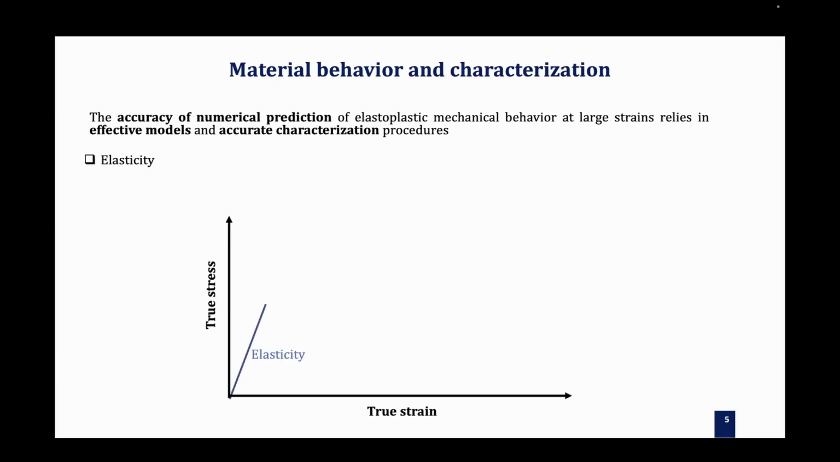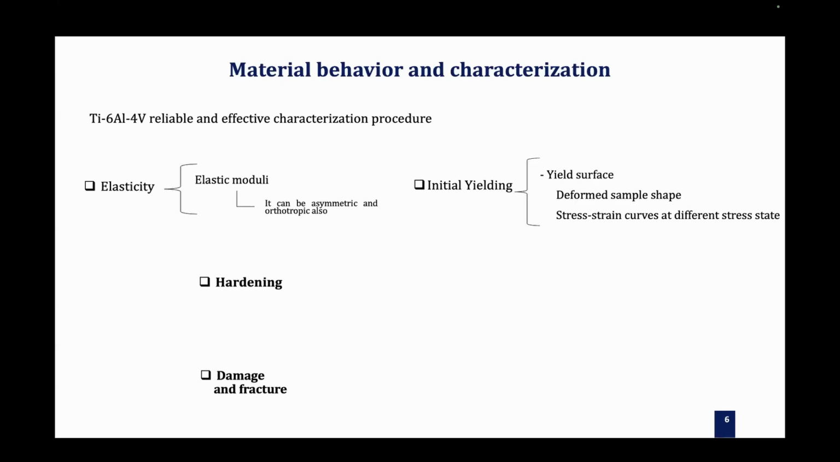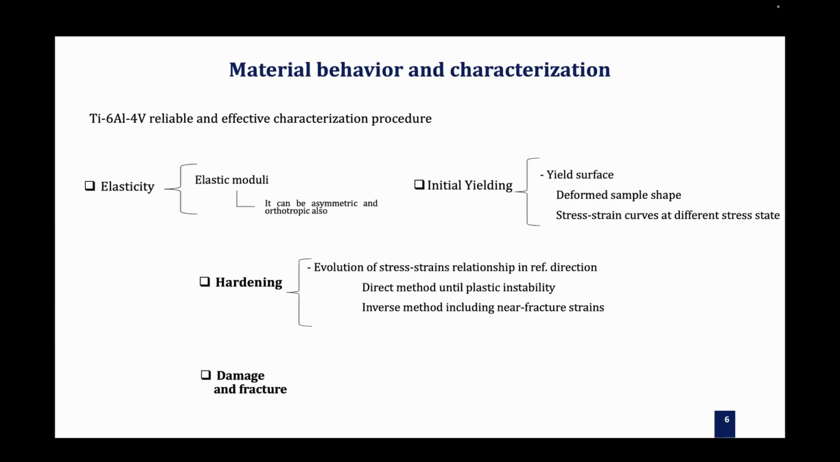But well, to predict accurately the design of a turbofan for a containment test, we will need elasticity very well predicted, initial yielding, hardening and damage, and also the fracture, right? So for elasticity, the material has shown to be quite orthotropic, and for initial yielding also. For hardening, we see a directional hardening, which is quite complicated also.